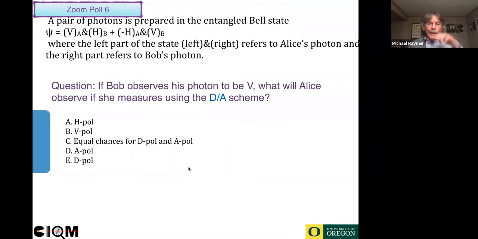Okay, now here, this is maybe our last slide before the coffee break. This one's a little more tricky because the state is defined in the VH scheme, but now Bob measures in the HV scheme and gets V, but now Alice decides to measure her photon in the DA scheme.